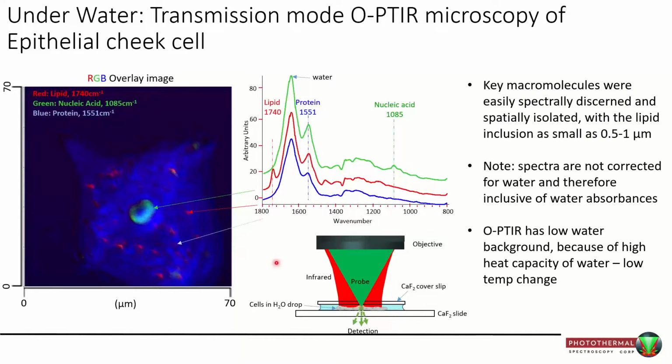Okay. And this works well because O-PTIR has a low water background. That's because water actually has a high heat capacity and therefore has a low temperature change. And that makes it less visible than the other materials.